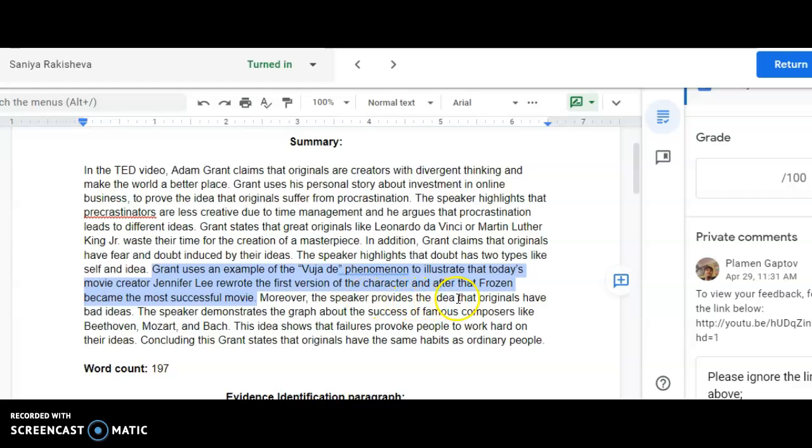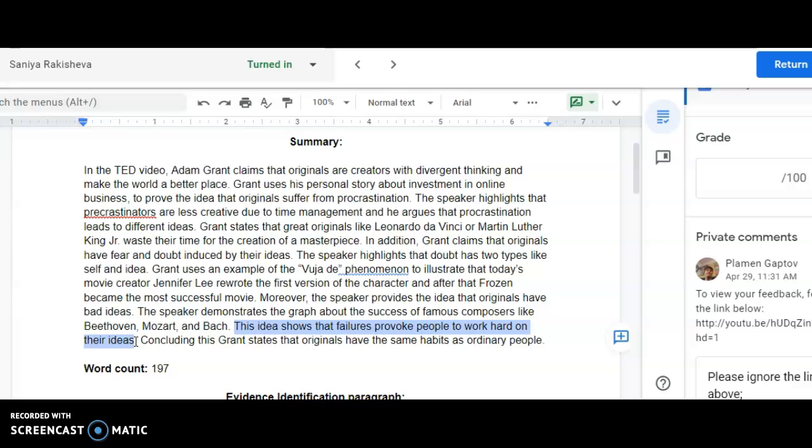Moreover, the speaker provides the data that originals also have bad ideas. They, like everybody else, have bad ideas. They don't only have good ideas. Some of their ideas are not necessarily good. But among the lots of bad ideas, there are a few really good ones. That's what he's talking about, right? And again, here we don't include these examples in the summary. The idea shows that failures, yeah, you see, now you've said it. That's the supporting idea.